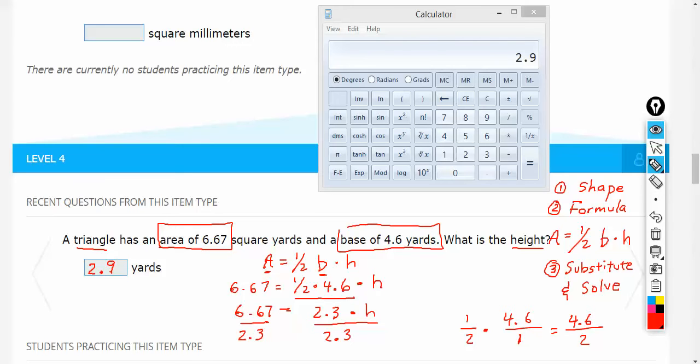Now how do we check this? Because these are practice problems, I can't put the answer into the computer and have iExcel check it. So we're going to have to check it ourselves. C H is for check. So we're going to do the formula.